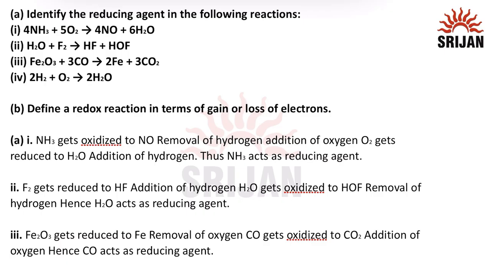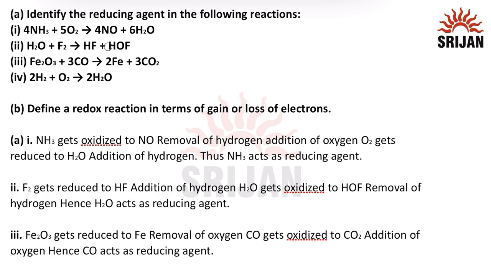Ammonia gets oxidized to NO, removal of hydrogen, addition of oxygen, and O2 is getting reduced to H2O, while nitrogen is getting oxidized. O2 gets reduced to H2O because O2 is getting the hydrogen. What does getting of hydrogen signify? Reduction. Reduced to H2O, addition of hydrogen. Thus ammonia acts as a reducing agent. Again, why does ammonia act as a reducing agent? Because ammonia is getting oxidized itself. That's why it's the reducing agent.